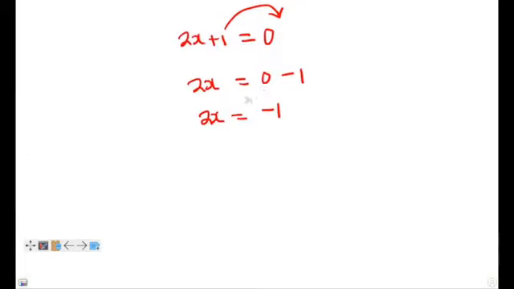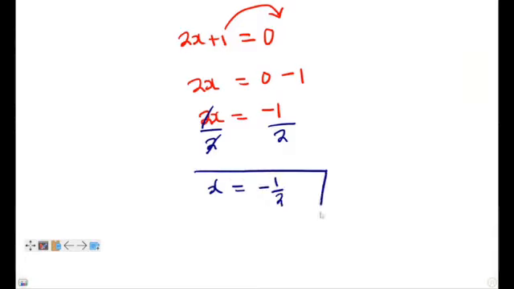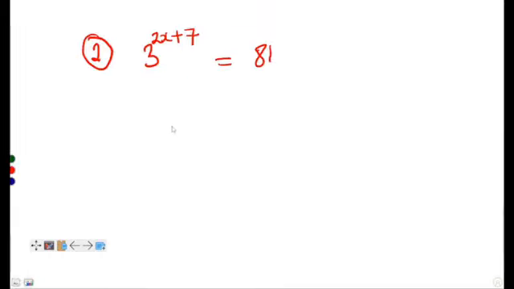So from there, what are we going to do? We are just going to divide both sides of the equation by 2, so that this and this cancel. We have x is equal to negative half. So this is the value of x. Alright, so we now come to our second example.